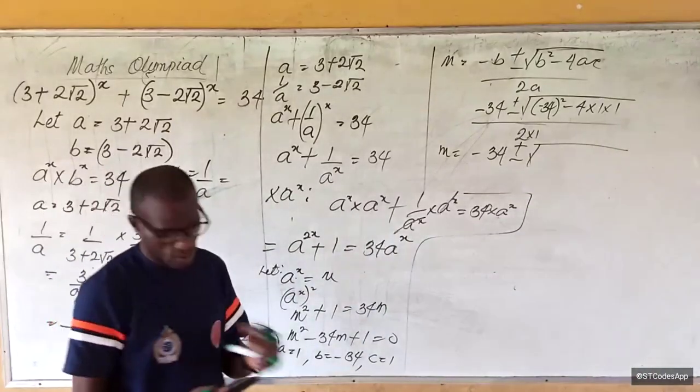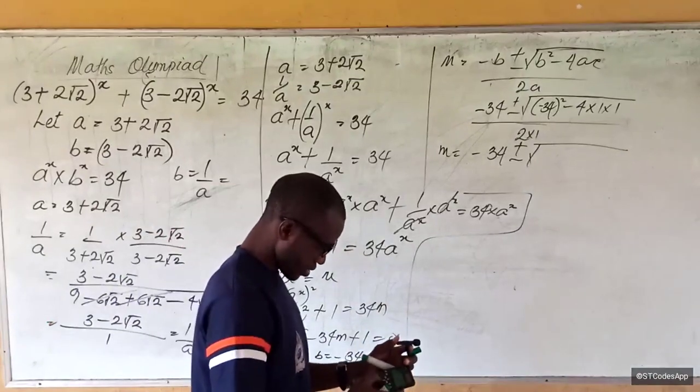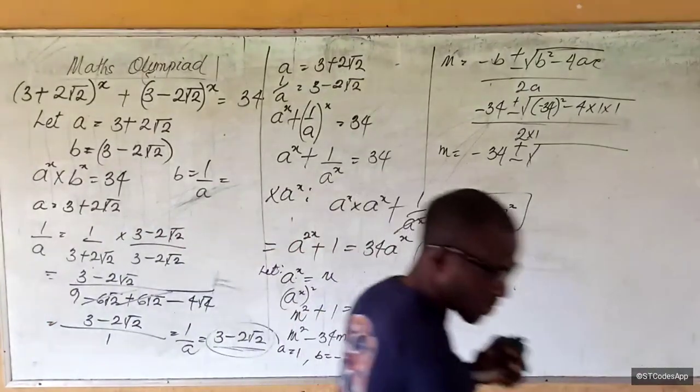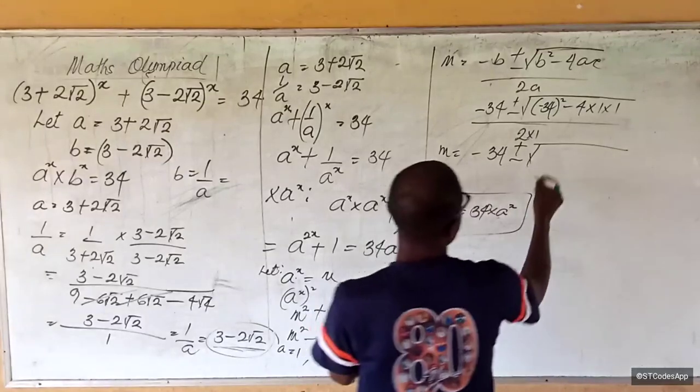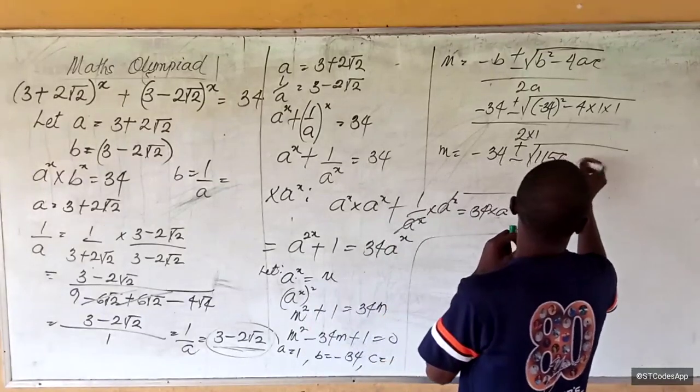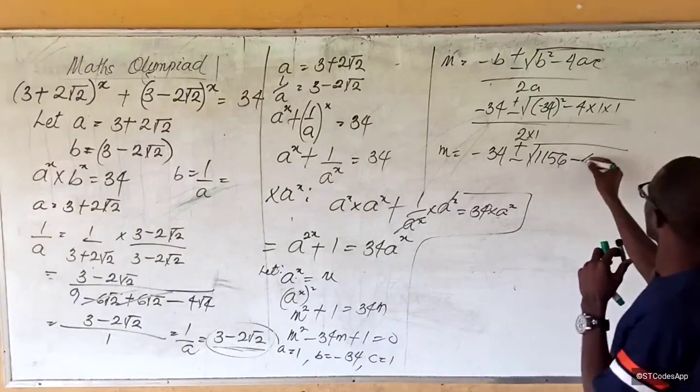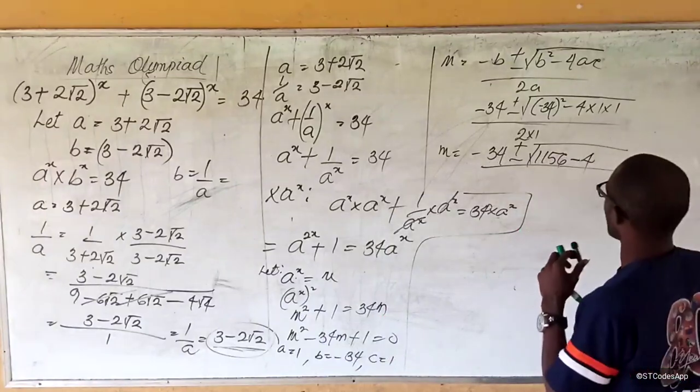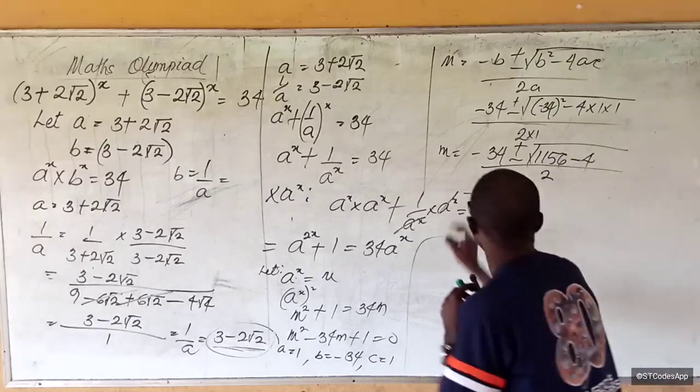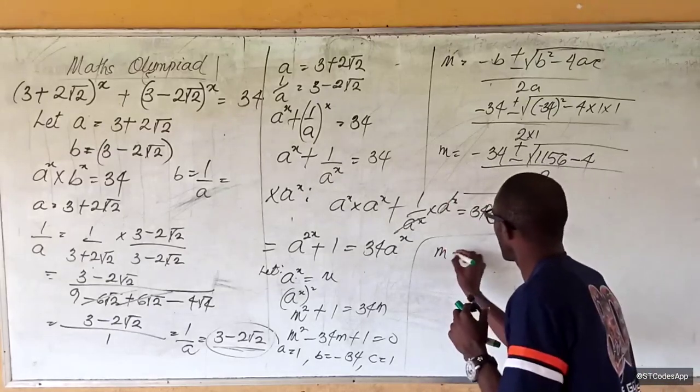All right, so that M therefore will be equal to minus 34 plus or minus root of minus 34 all squared. So that's just 34 times 34. 34 squared is equal to 1156. So 1156 minus 4 by 1 by 1, right? Over 2.